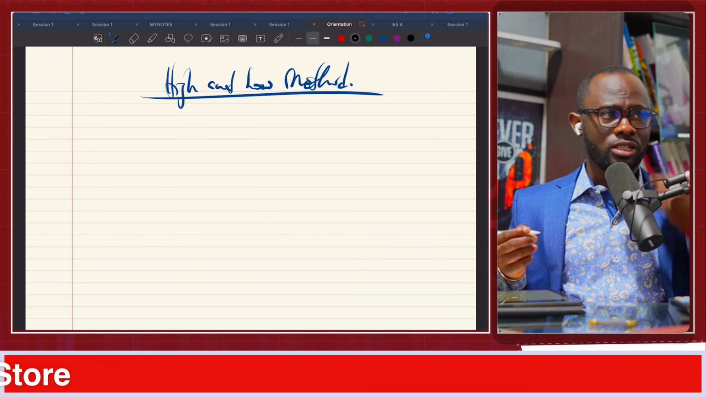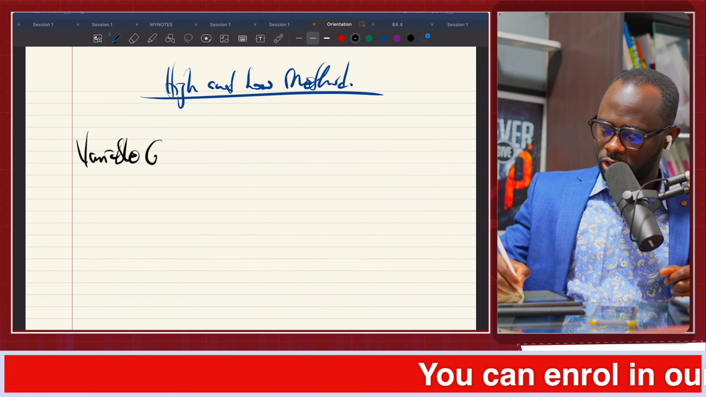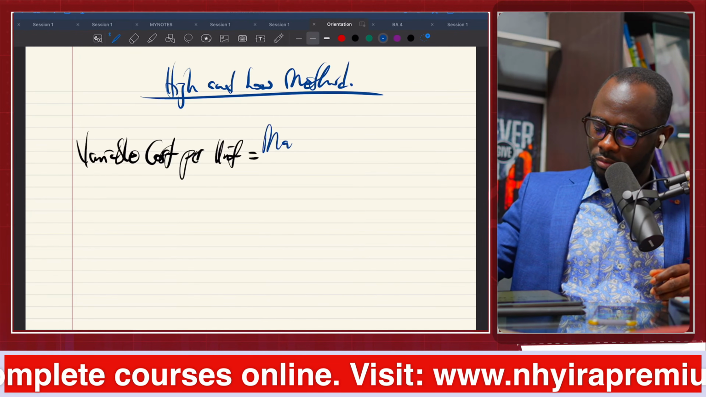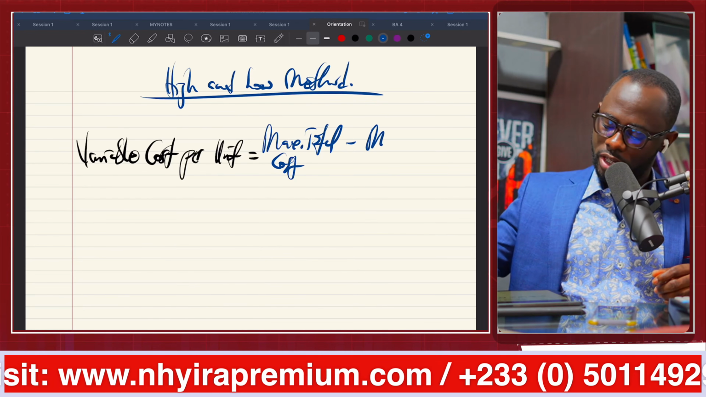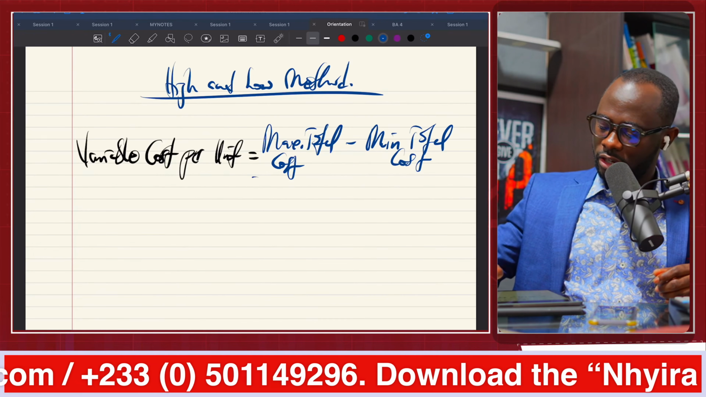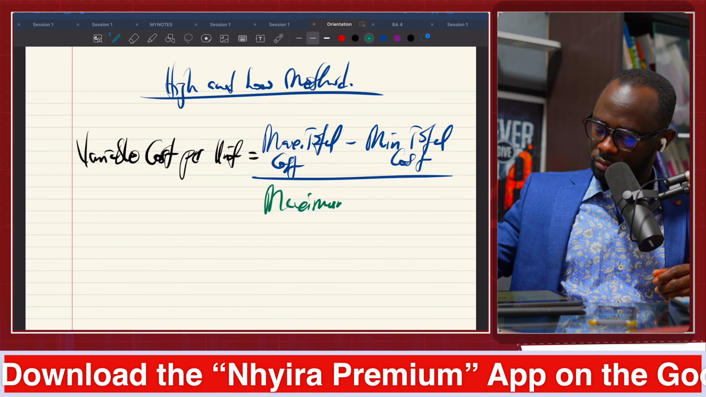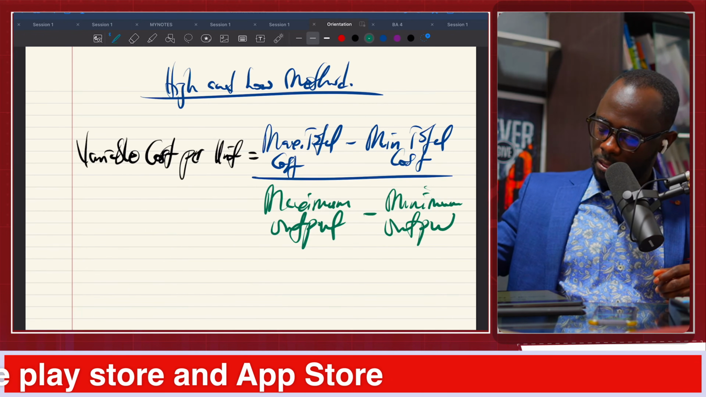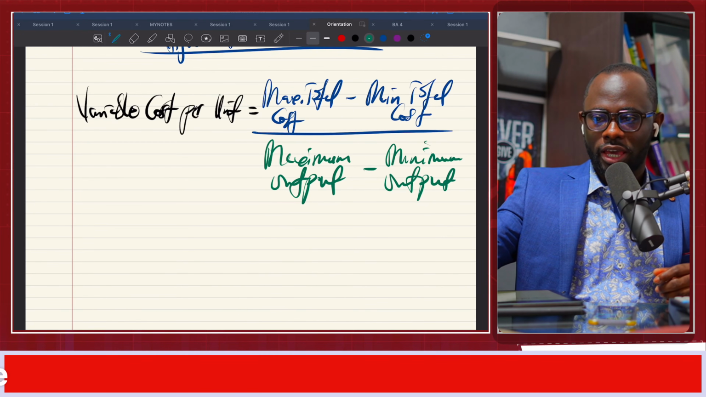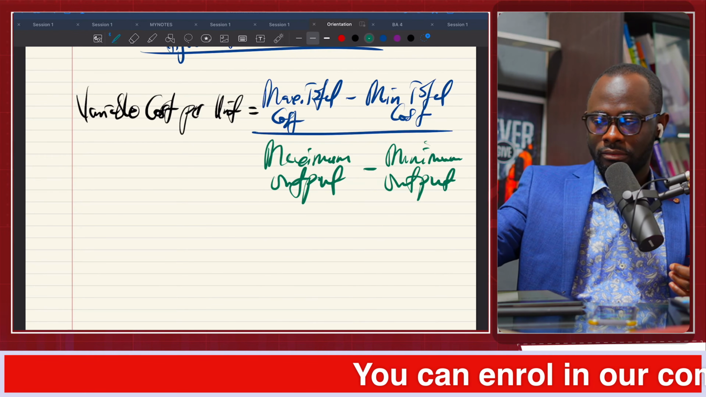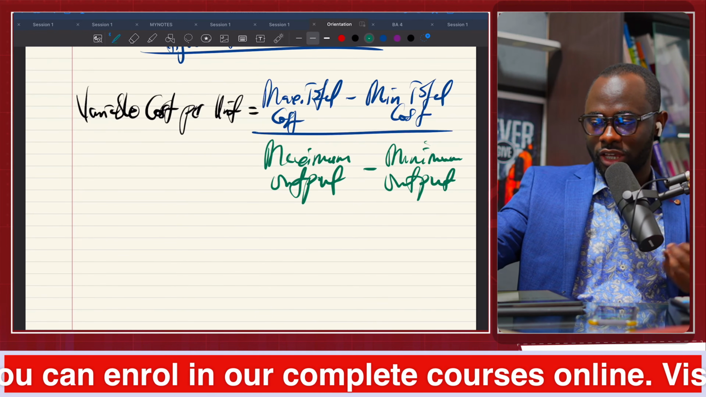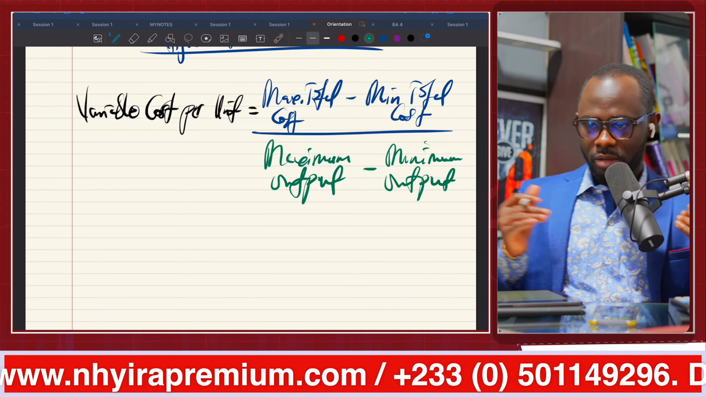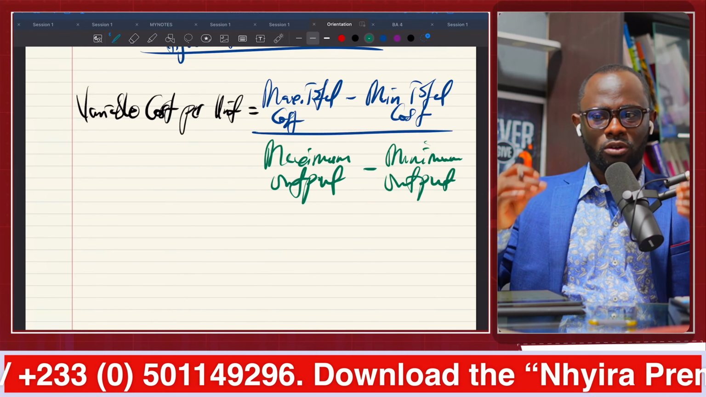So how do we do this? Simple. With a high and low method, what happens is that we're going to be calculating what we call the variable cost per unit. And the variable cost per unit is simply going to be your maximum total cost minus your minimum total cost divided by the maximum output or activity level minus the minimum output or activity level. This is the idea here. And I want you to stay with me carefully because it's going to get interesting in a moment. So maximum total cost minus minimum total cost divided by maximum output minus minimum output. That is how we determine the variable cost per unit.